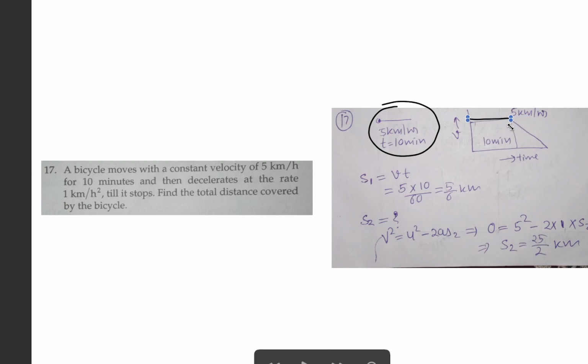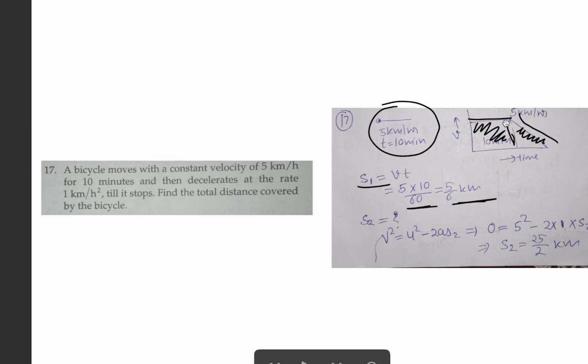and the velocity now is going to be 0. So find the total distance covered by the bicycle. If we want to calculate the total distance, first we will calculate the distance covered by this square, and then we calculate the distance covered by this triangle. So distance s1 is equal to constant velocity into time, 5 multiplied by 10, and we convert the minute into hour, so 5 by 6 kilometer.